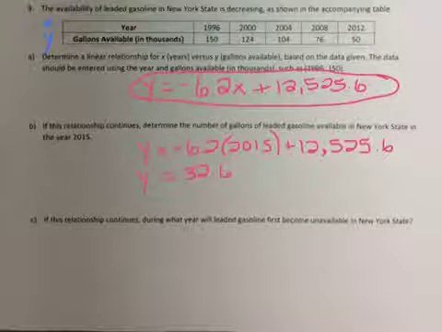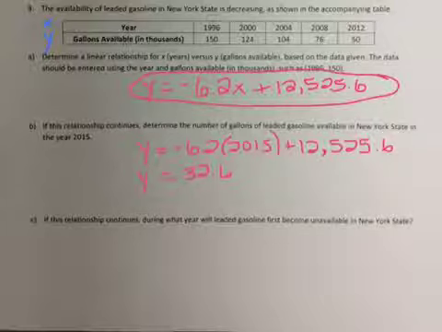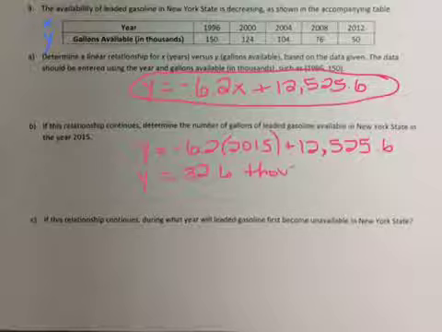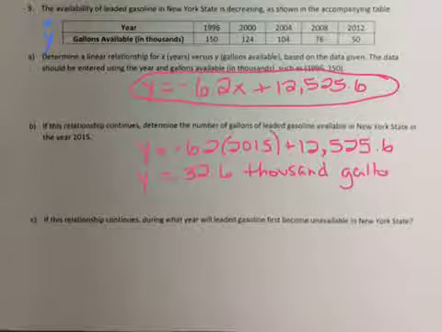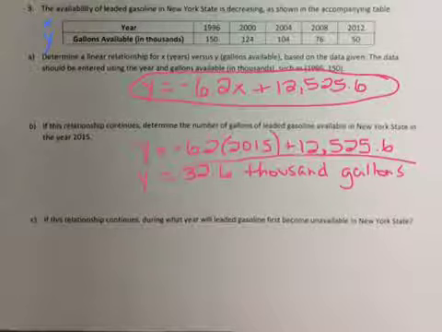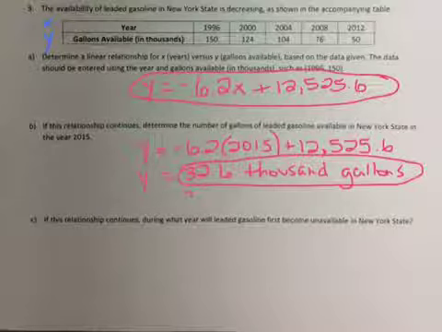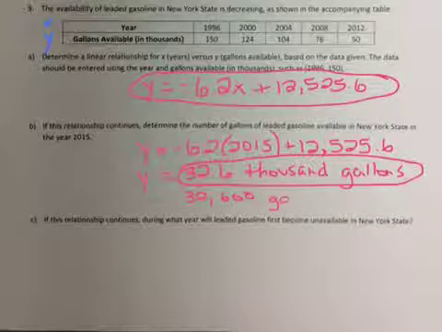32.6. Now, it doesn't mean that there's 32.6 gallons. It means there's 32.6 thousand gallons left. So you can either just stick the word thousands after that, and let's write gallons, so we know it's gallons. Or if you want to write it without the word thousands, you could write that as 32,600 gallons. So either answer is fine.